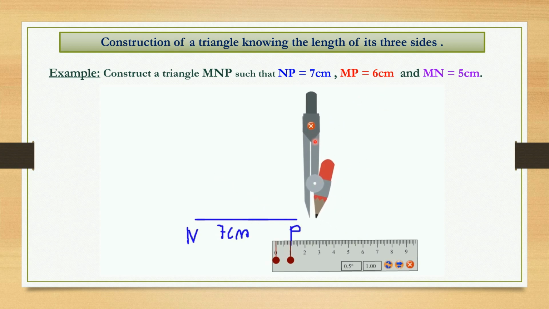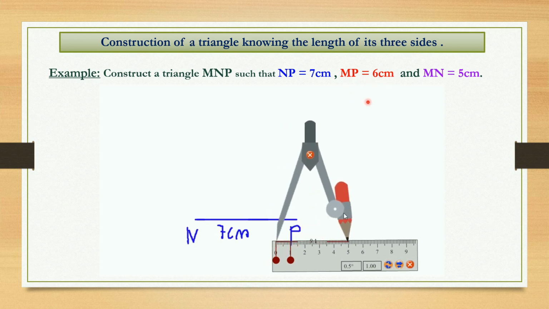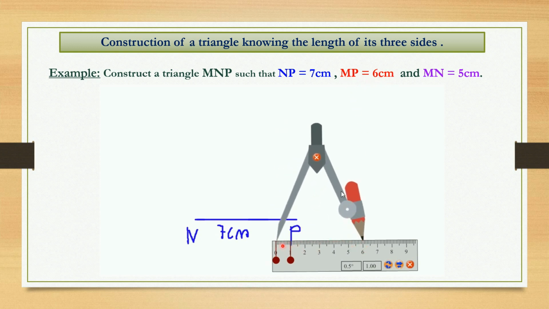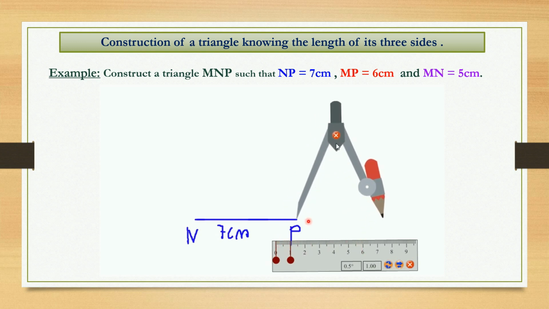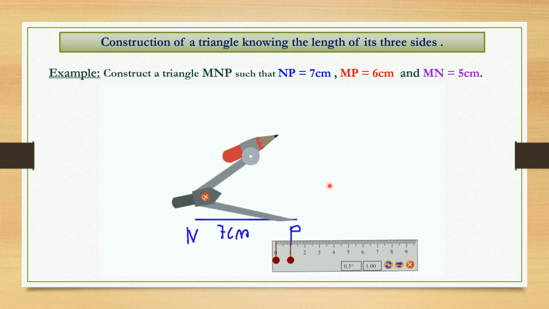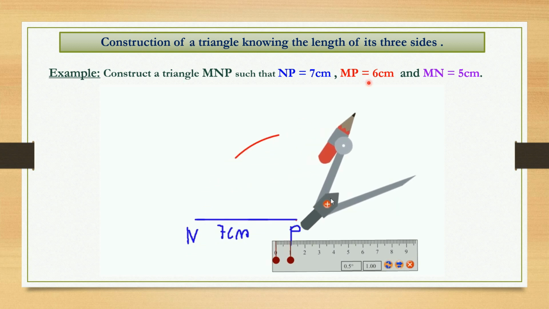So that's why I need to use my compass. So how do I use it? First, I bring my compass, I open it equal to MP. I open it 6 centimeters using my ruler. Then I put the needle of my compass on P, because I don't know where M is. Then I draw an arc of center P and radius 6 centimeters.